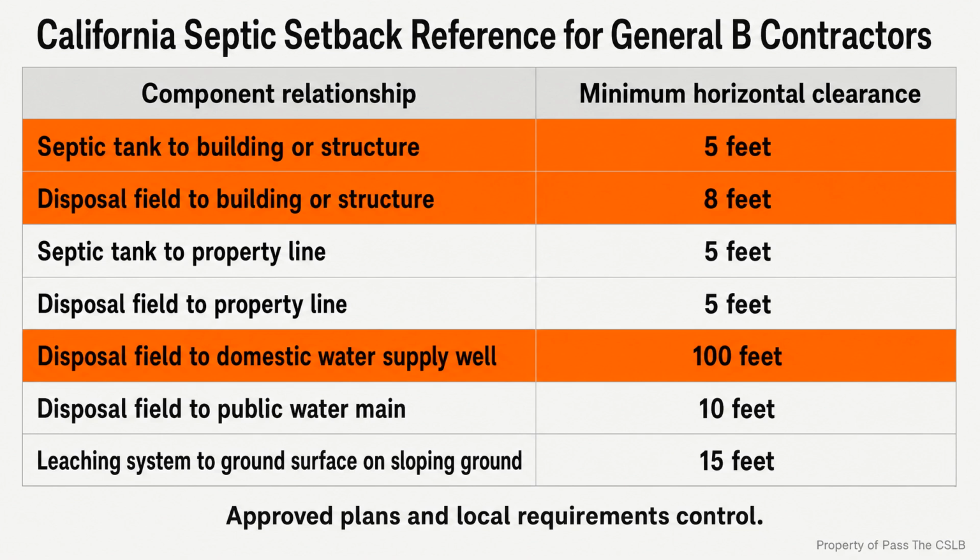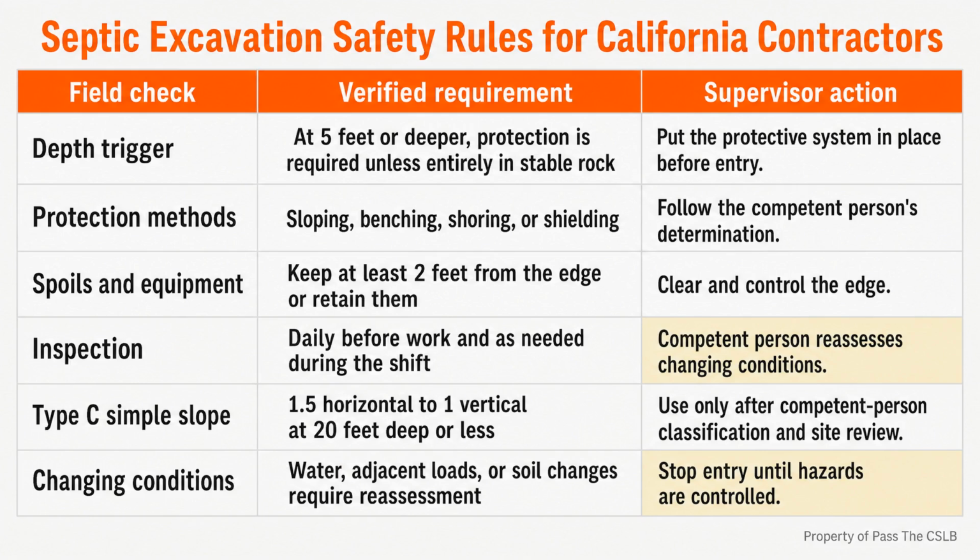during the shift. I want to be precise about the role. A General B contractor does not automatically become the person who classifies the soil. Soil classification and protective system decisions belong to the designated competent person who has the knowledge and authority required for that role. The excavation safety table puts the key controls side by side.